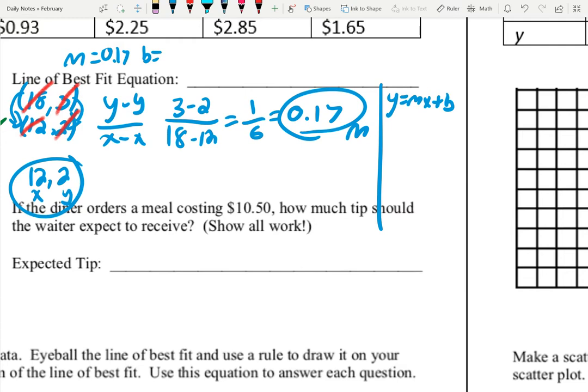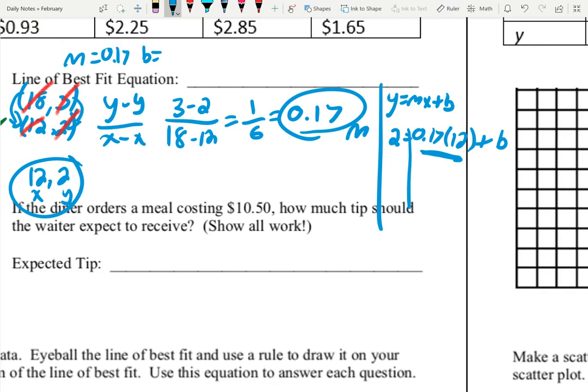So the y value I'm using is 2. And the m, remember, is 0.17. And the x value I'm using is 12. So remember, I'm just using the x and y that come from that point. And the only thing I don't have is b. So remember, I have y equals mx plus b. I plugged in the y, plugged in the m, plugged in the x, but I just didn't plug in anything for b because I don't have that yet. That's what I'm trying to find out.